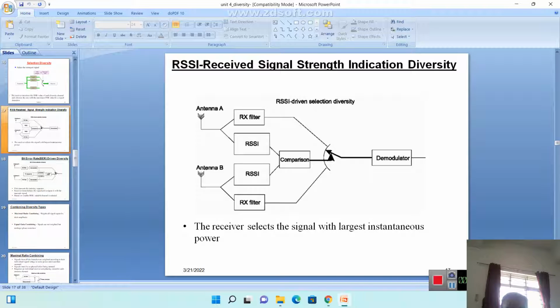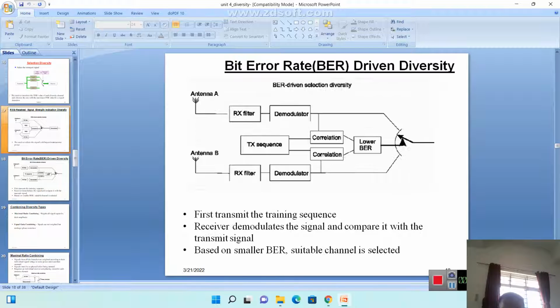If the signal strength is strong, it is suitable for antenna A. Simultaneously, antenna B is selected as the weaker signal, because antenna A is chosen for the strongest signal. All of the outputs go to the demodulator. The receiver selects the signal with the largest instantaneous power. Finally, we calculate the bit error rate.